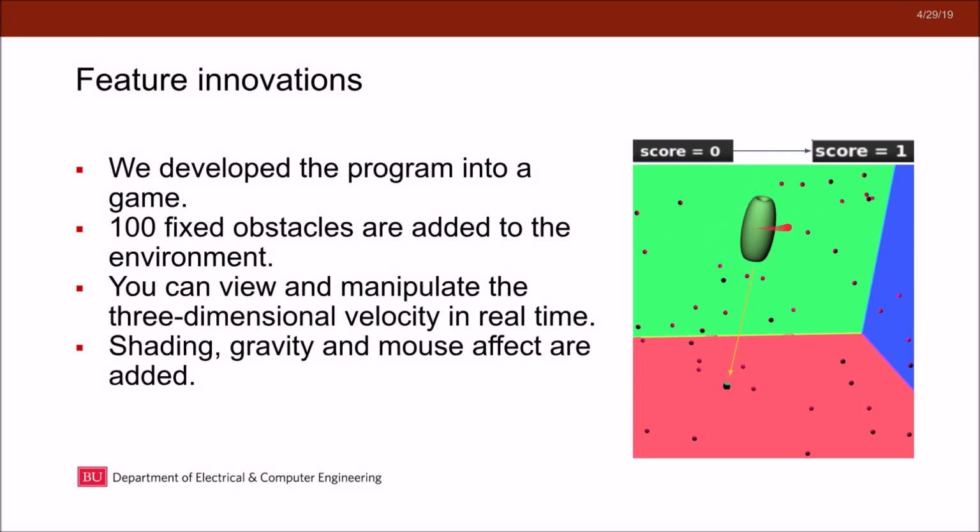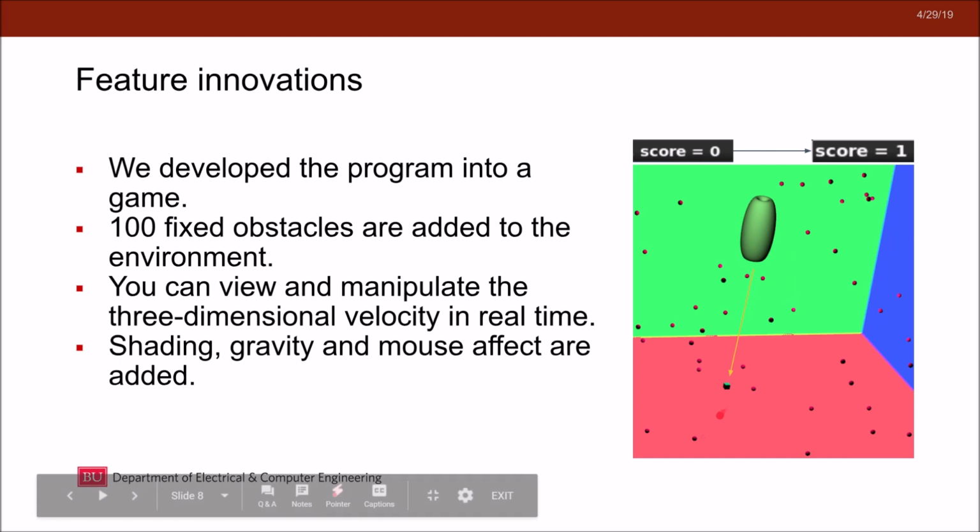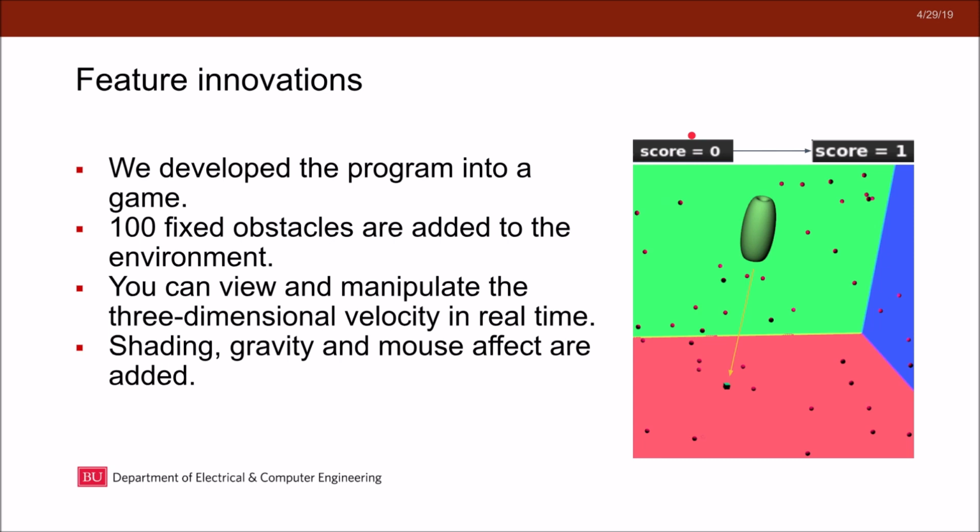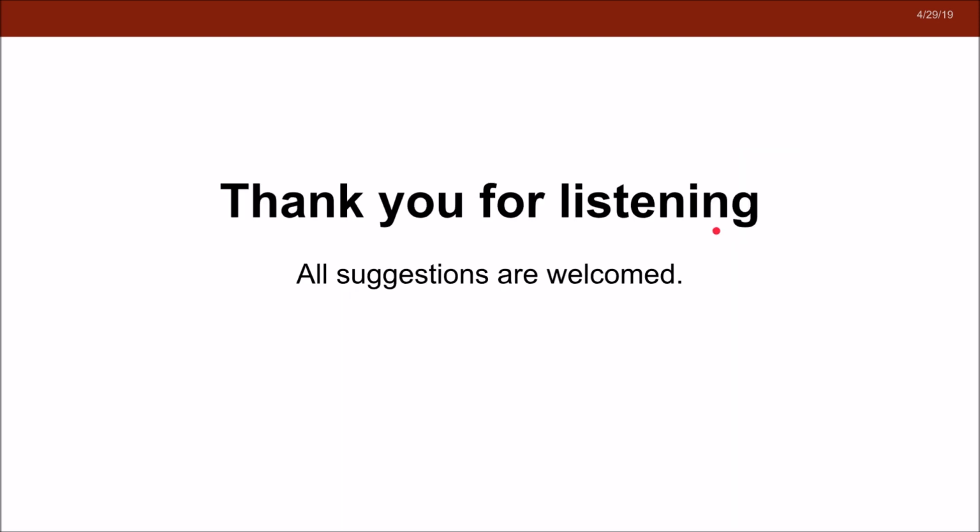And then there's a tiny green cube you can see in the box. So the user's mission is to touch this green cube with our triangle mesh by controlling the velocity in three dimensions and the gravity, while avoiding touching those obstacles. The shading effect and lights are also implemented. And that's our project demo.